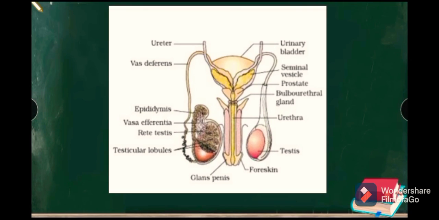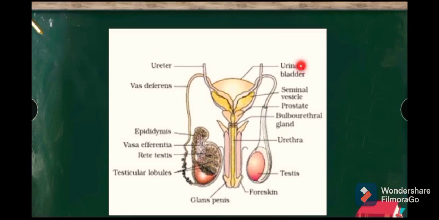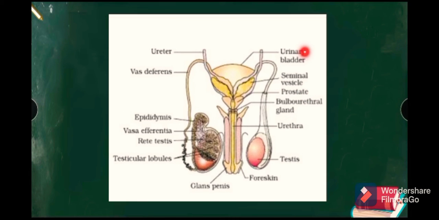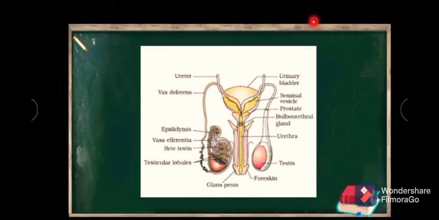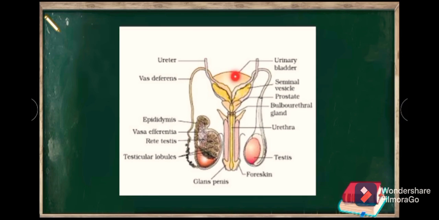reproductive system, which you can see along with the urinary system. Okay, so why is the urinary system shown along with the reproductive system? Because in case of males, the urinary system and reproductive system are linked together. Okay, so this is the ureter through which urine is going to come out. This is the ureter, and this is the urinary bladder. Inside the urinary bladder, urine is being stored.